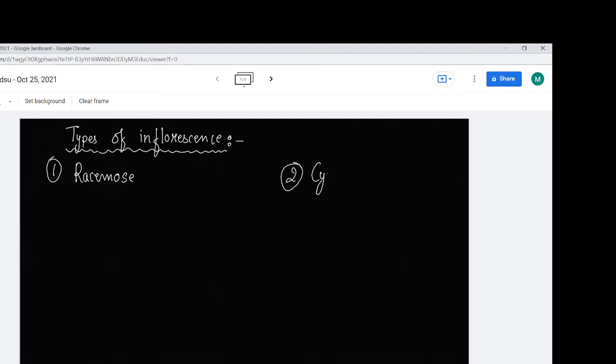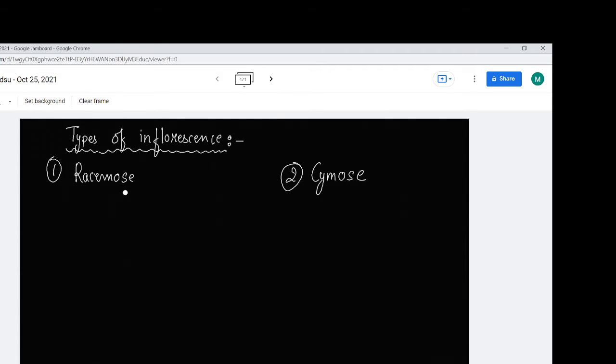So, good morning, students. Today we will be doing the topic types of inflorescence. Inflorescence are groups of flowers or bundle of flowers. It is very common in nature. Now, this inflorescence can be of two types, racemose and cymose.